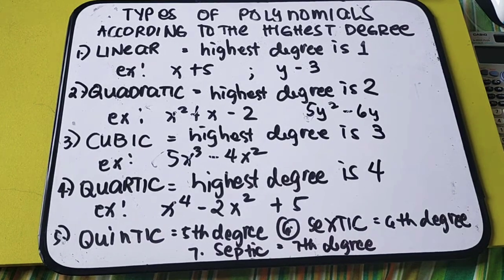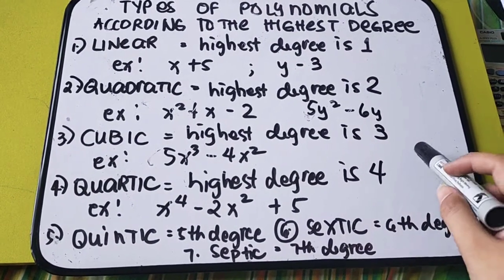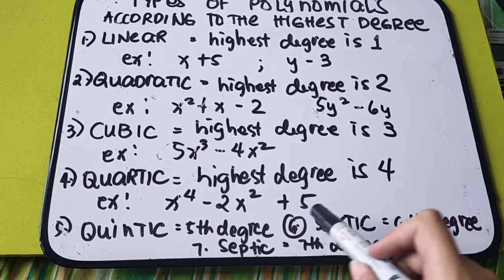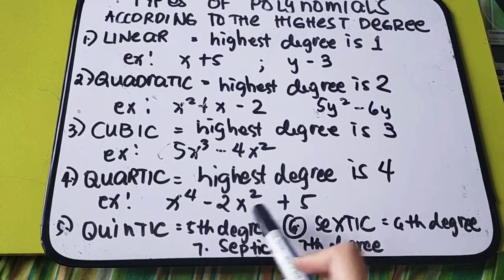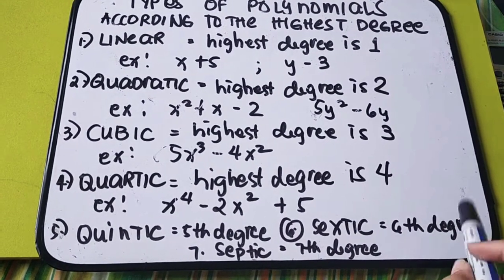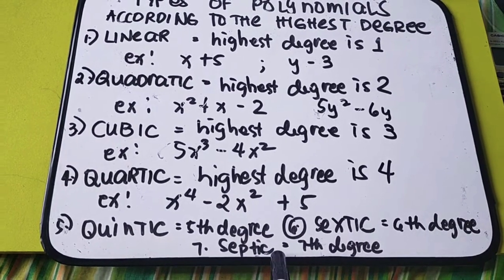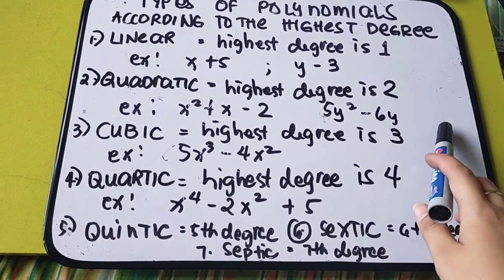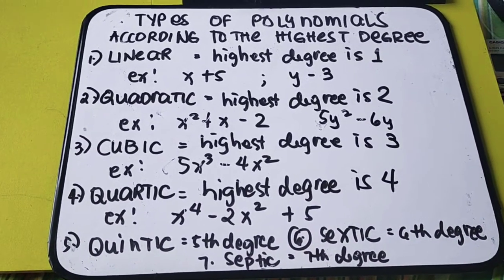Ma'am, what if it reaches 8, 9, 10? When that happens, you can just say 8th degree. Even here at quintic, that is already fine. 5th degree. 6th degree. Okay? So, just always add TH. That is fine. 7th degree. Then, 8, 9, 10, 11, 12, and so on and so forth. Is it clear?